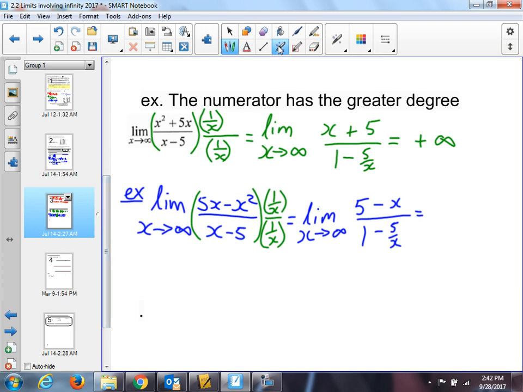let's just think this through with a million. Like I say, a million's usually a good choice. 5 minus a million is negative something, negative close to a million, over 1 minus 0. So it's going to be negative infinity, because if you chose a billion and trillion and so on, it'll still get larger and larger. So negative infinity in this case.